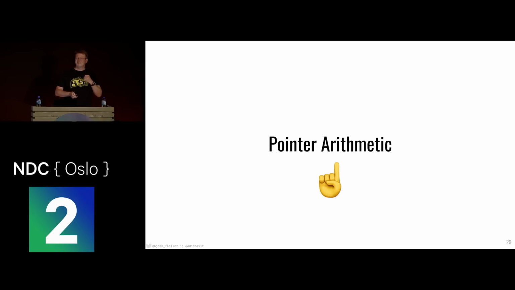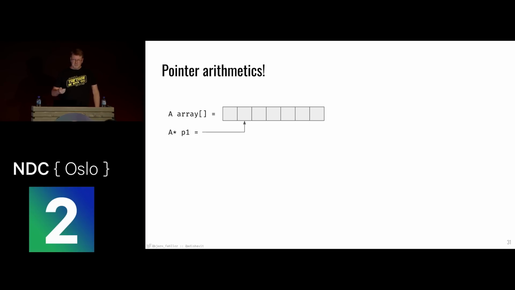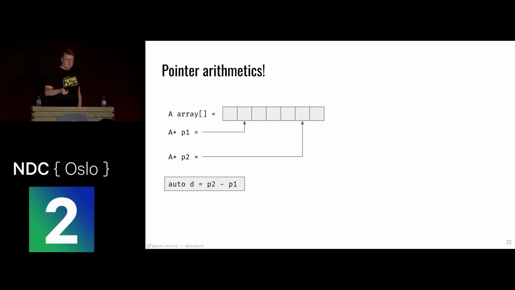C programmers, pointer arithmetic, the source of absolutely no problems ever in software development, right? So we have an array of A's. Doesn't matter what A is, it's completely irrelevant. But we can have a pointer P1 that points into the array. And another pointer to somewhere else in the array. What's the result of subtracting them? What is D?